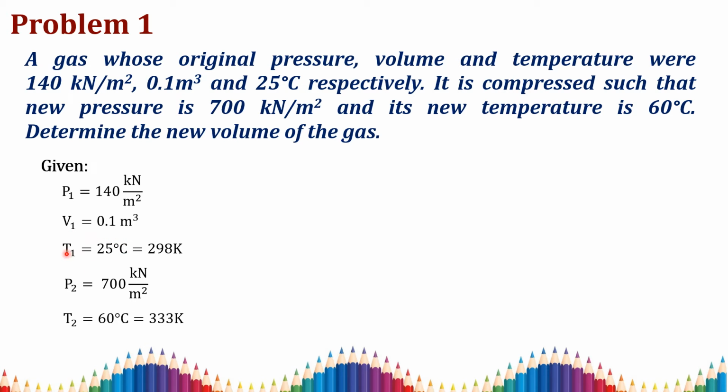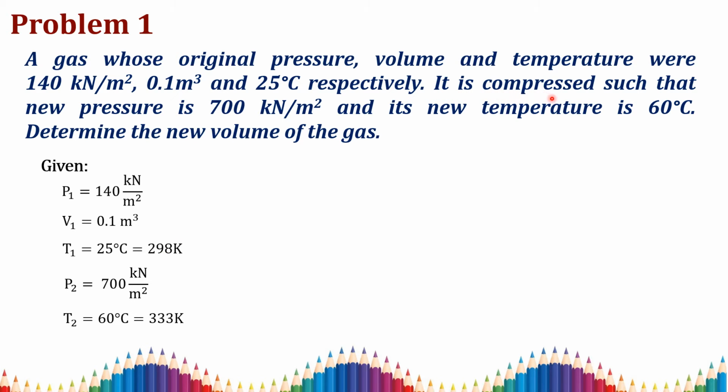We need to convert this temperature into Kelvin. So we have to add 273 plus 25. 0 degrees Celsius is equal to 273 Kelvin. So we add 25 degrees Celsius plus 273 to convert this temperature into 298 Kelvin. Then in the problem, they have said that the gas is compressed.